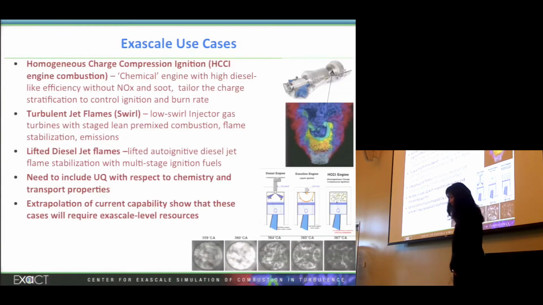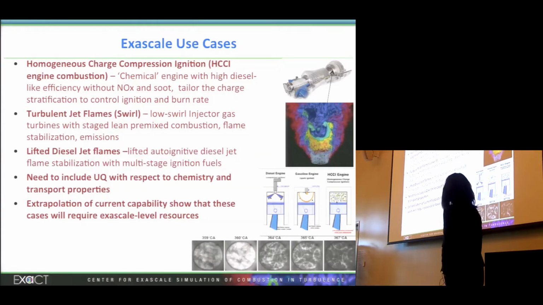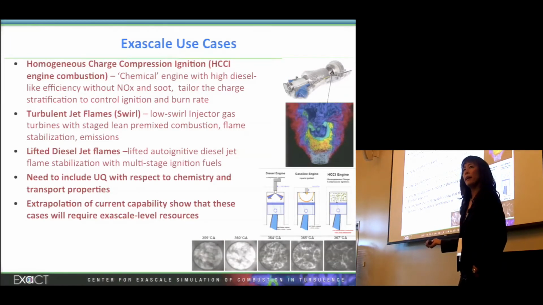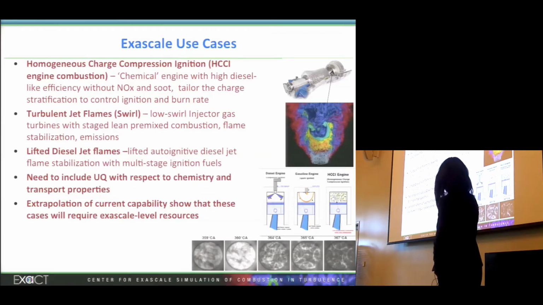Our first task was to define what the exascale use cases are. So where do we project these calculations to be? The first example here is homogeneous charge compression ignition. There's a move in the transportation community to move more towards premixed compression ignition concepts to give you higher efficiencies and lower emissions. There are various flavors of this, such as spark-assisted compression ignition, homogeneous charge, and others.